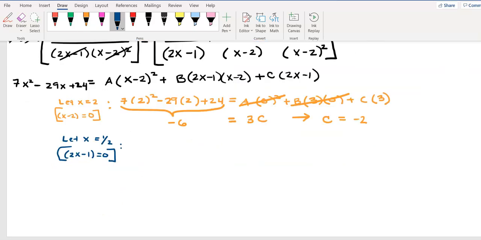So if I let x equal 1/2, that would give me this factor equal to 0, because 2 times 1/2 is 1, and then 1 minus 1 equals 0. So if I let x equal 1/2, I'm going to plug 1/2 into each of the x's in the equation, and hopefully it will help us figure out another one of the variables a, b, or c.